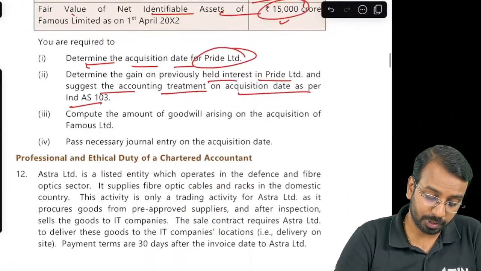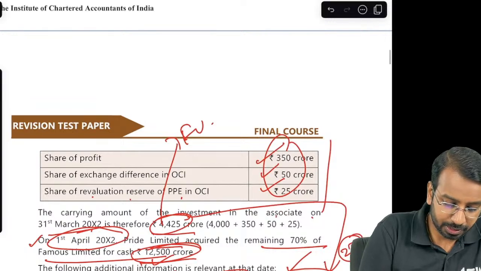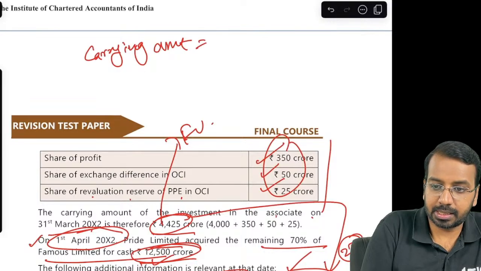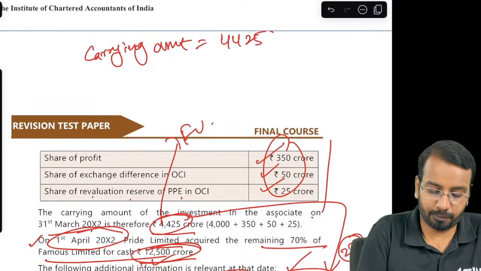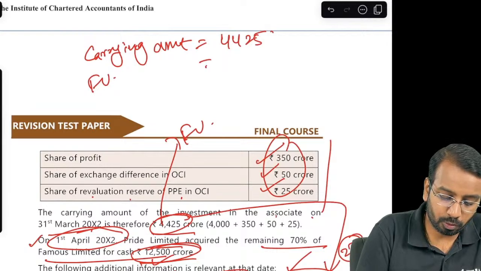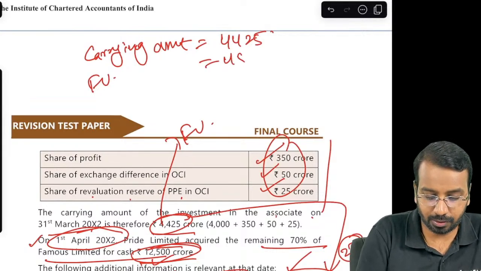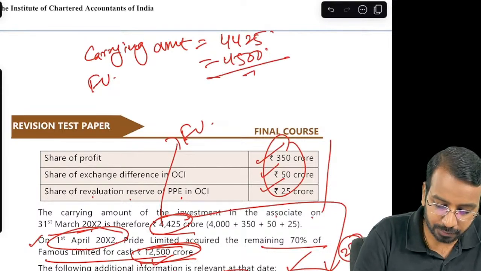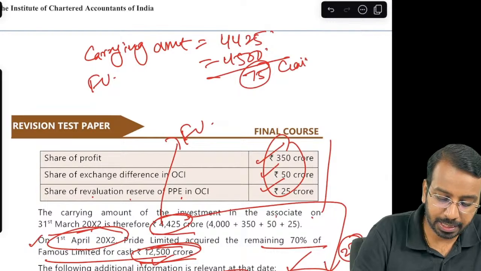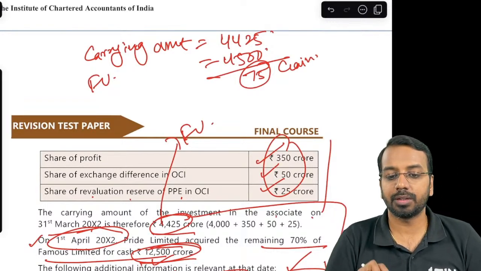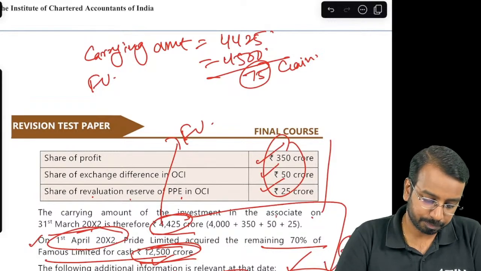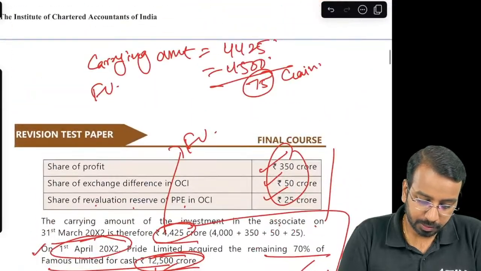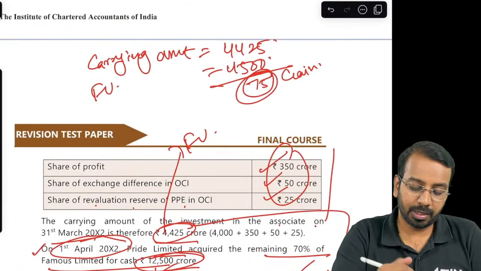Now, the previously held interest gain. What is the previously held gain? If you see, carrying amount is equal to 4,425. Fair value on the date of additional acquisition is 4,500. Right? So 4,500 minus 4,425 is 75 crores. This is the gain on existing stake at fair value. Okay, that is the first thing. Then 75 is the gain on the previously held interest.